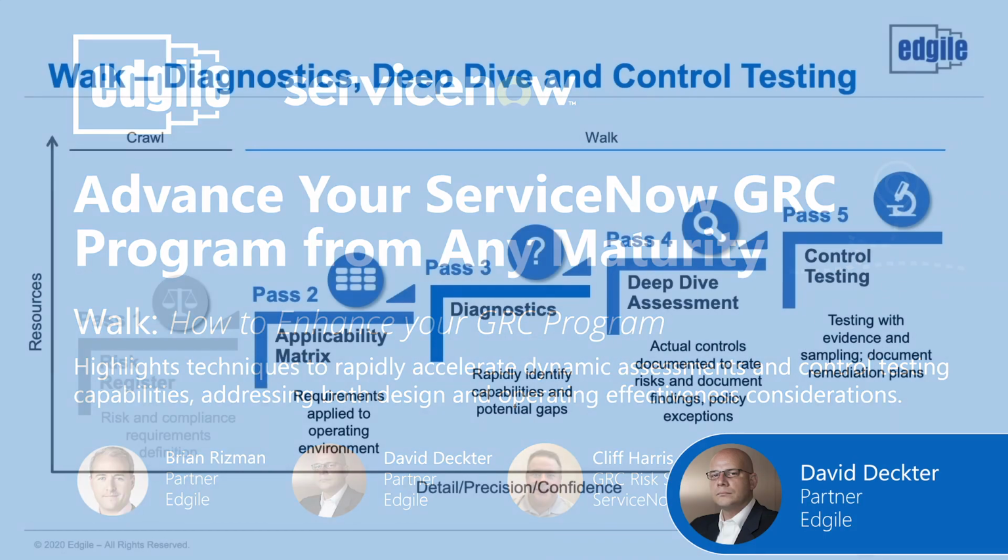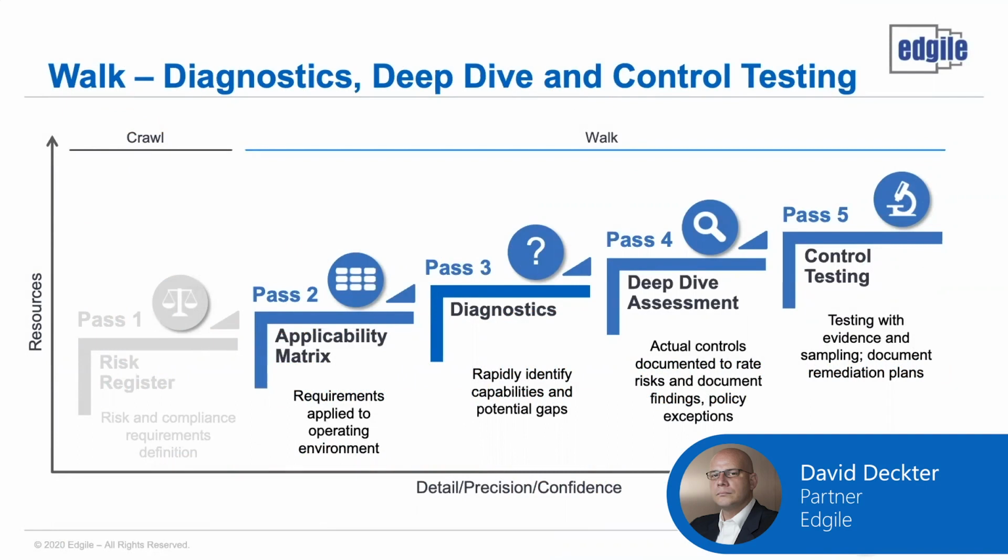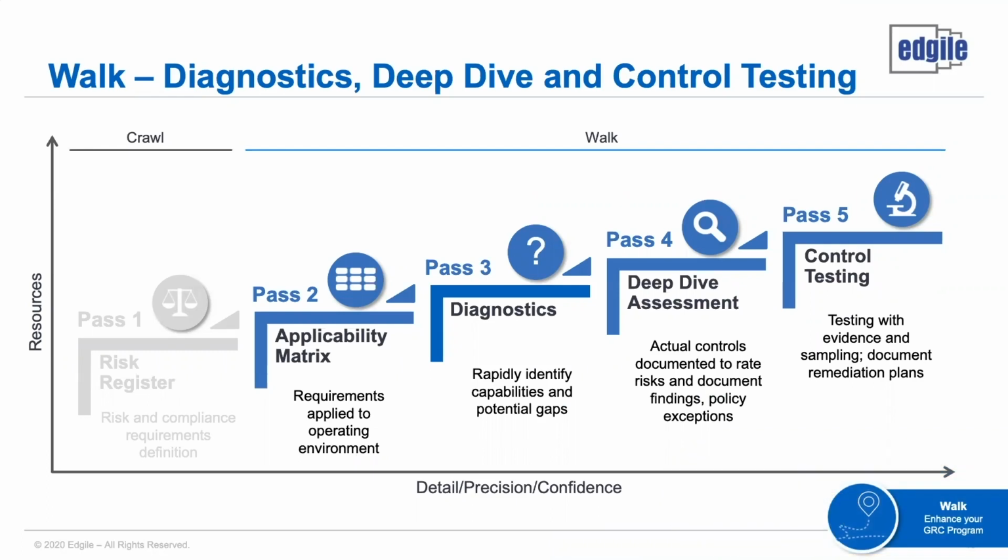Now that we've covered the crawl stage, we're ready to walk. So building upon the Pass 1 risk register, we take the output and apply it in Pass 2 to the operating environment. Within ServiceNow, the operating environment is modeled as both entity types and entities, with the linkage to relevant risk statements and control objectives.